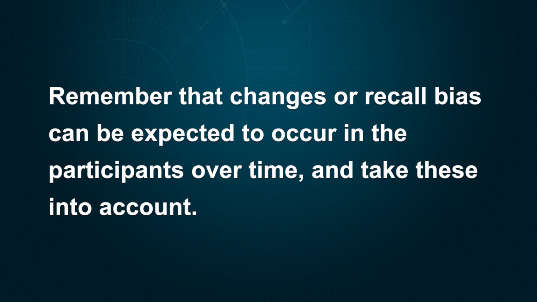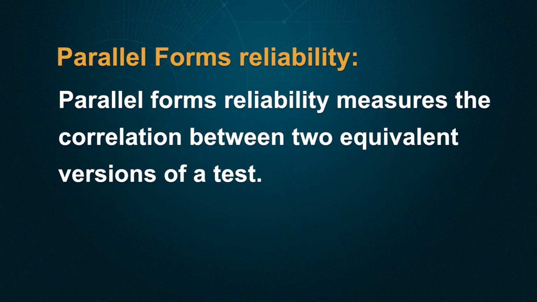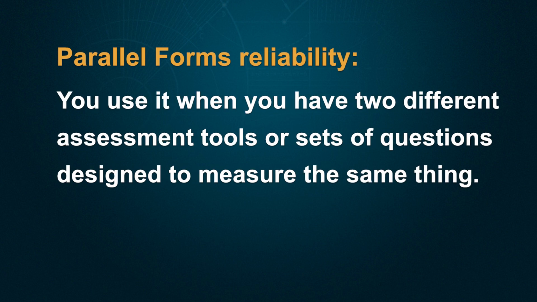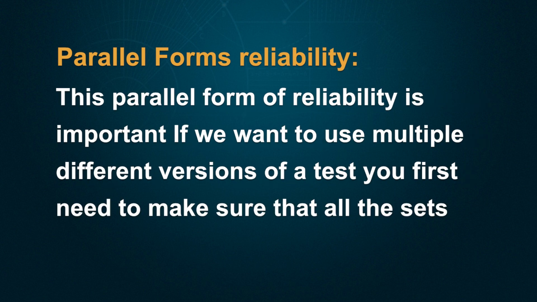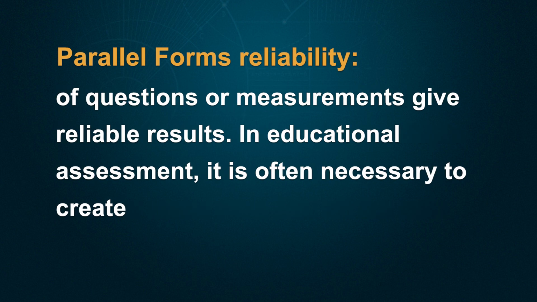Remember that changes or recall bias can be expected to occur in the participants over time and take these into account. Parallel form reliability. Parallel form reliability measures the correlation between two equivalent versions of a test. You use it when you have two different sets of questions designed to measure the same thing. This parallel form reliability is important if we want to use multiple different versions of a test. You first need to make sure that all the sets of questions or measurements give reliable results.